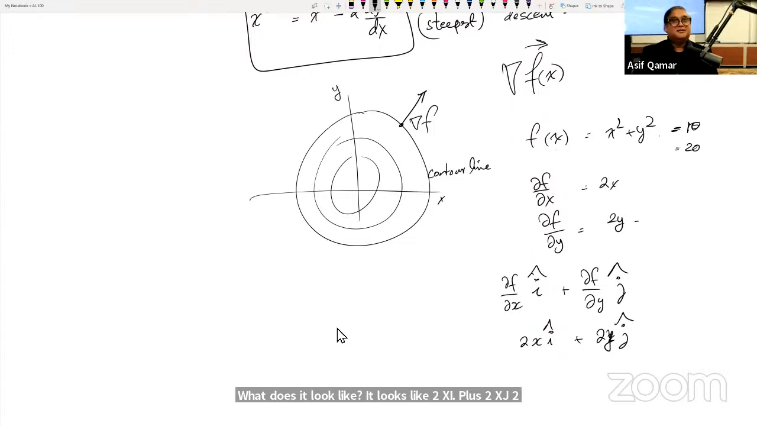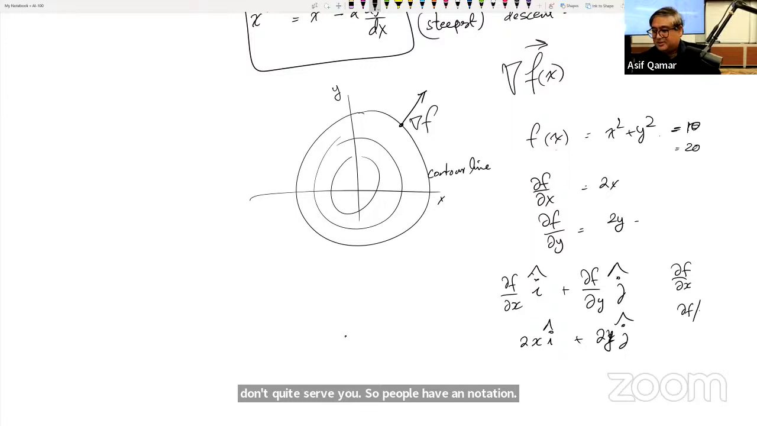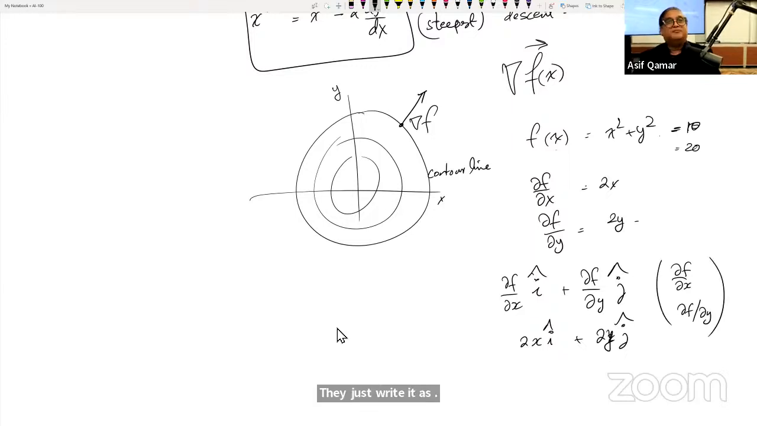Now, it turns out that in machine learning, people don't write vectors like that, because soon you run out of i, j, k's. When you're talking in 1,000 dimensions, English letters don't quite serve you. So people have a notation. They just write it as df/dx, df/dy as a column matrix, a column vector. Vectors are written as columns of numbers. The first one is your i-th, this is implied as j-th.